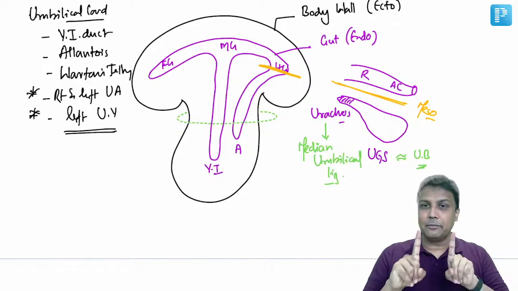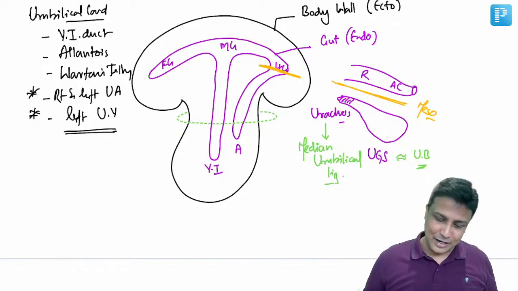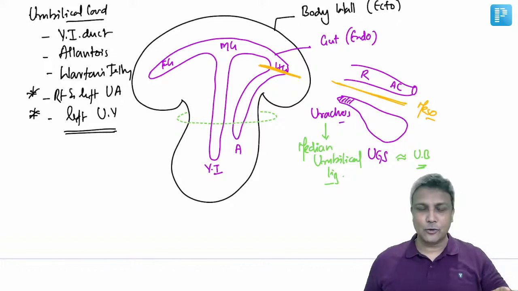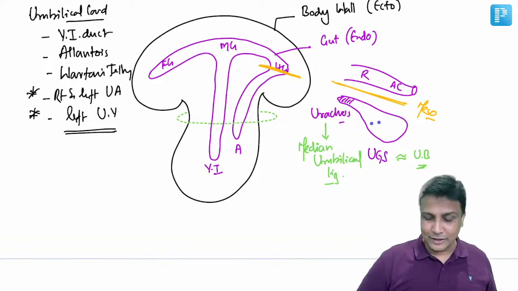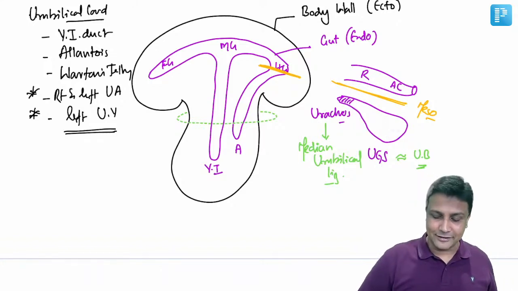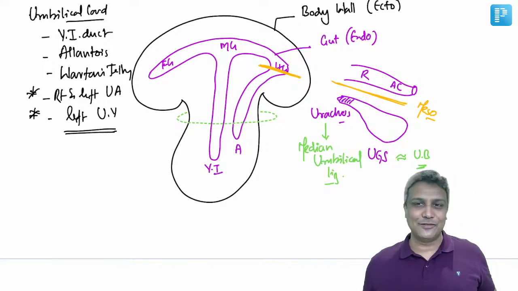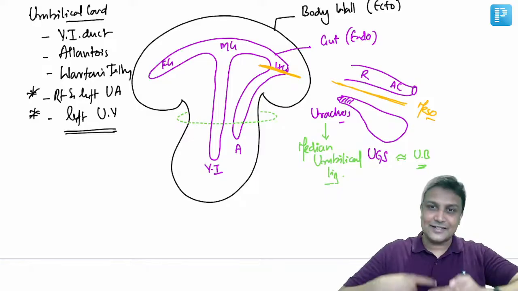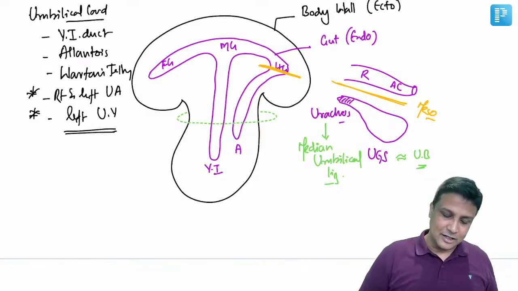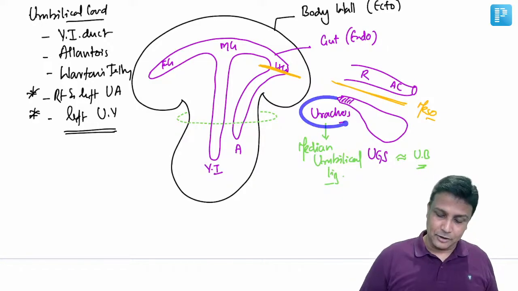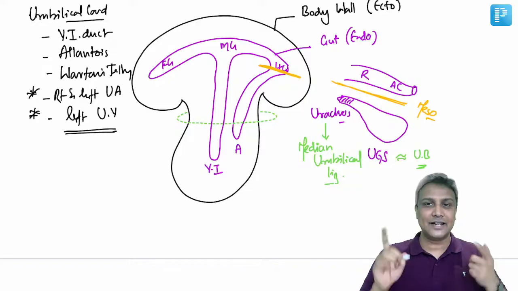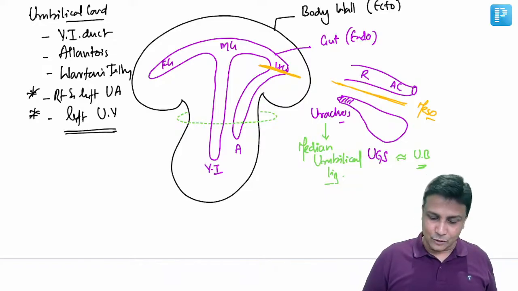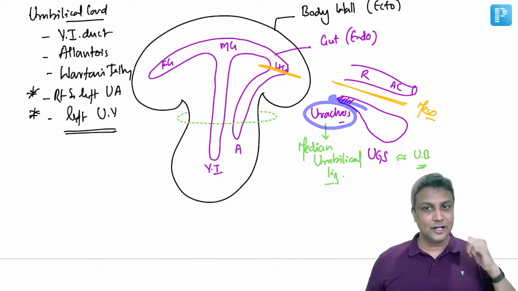Now, in some babies, unfortunately, what is going to happen? The urachus does not close. If the urachus is not closed, then whatever urine is present in the urinary bladder will start coming out of the umbilicus. That condition is referred to as weeping umbilicus. So now tell me, if urine is coming out from the umbilicus, it is due to a defect in the urachus, persistent urachus.